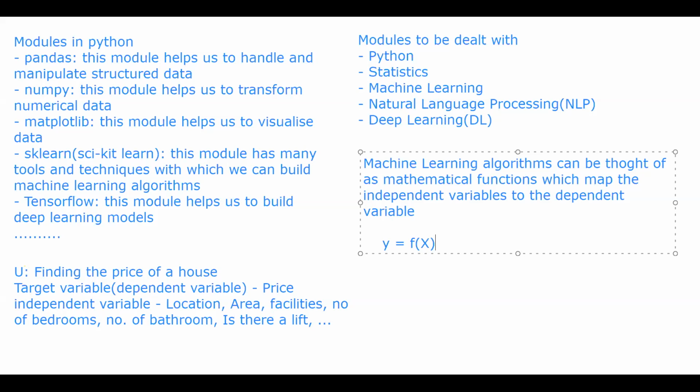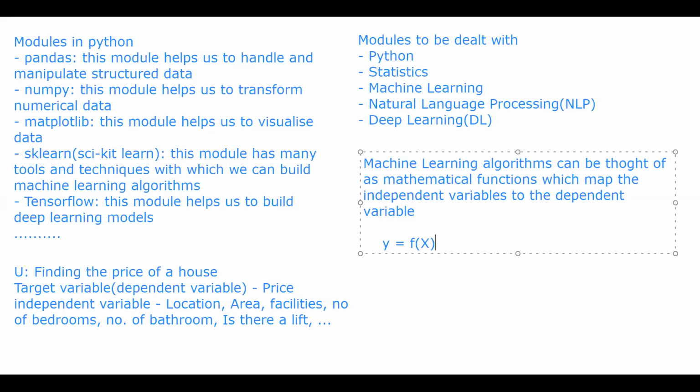So what a machine learning algorithm does is, it will map your independent variables to the dependent variable, and it learns based on the pattern. So it identifies the pattern which is present in the data by mapping the independent variables to the dependent variable, and it learns the pattern. And in future, when you give some independent variables, based on the pattern it has learned, it will give you the target.